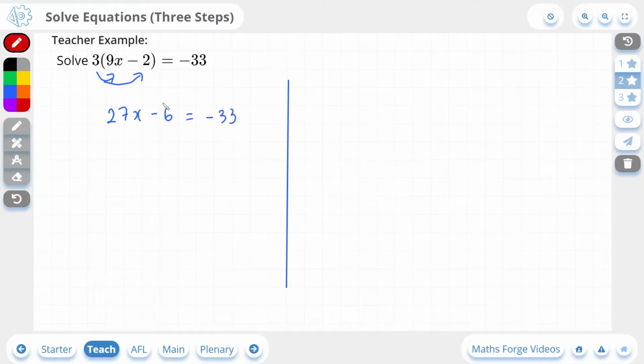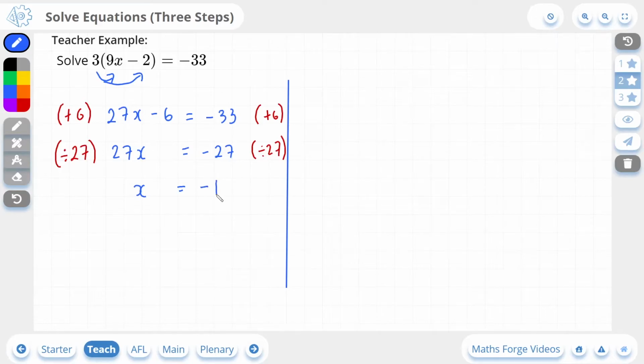The next step is to get rid of this minus 6, and we're going to do this by adding 6 to both sides. This is now going to leave us with the following, 27x, which is equal to minus 27. Now we are going to get rid of this 27, which is being multiplied to the x, by dividing by 27. So we're going to do divide 27, divide 27. This is now going to leave us with the following, 27 divided by 27 is 1, times the x is just x. Minus 27 divided by 27 is negative 1. And if we check our answer, there it is.